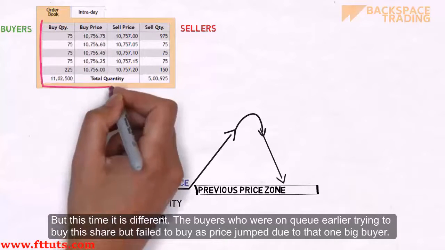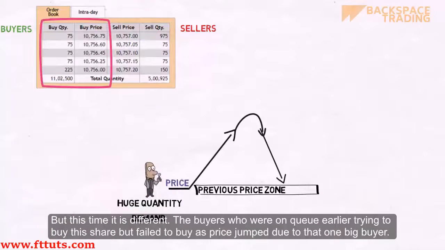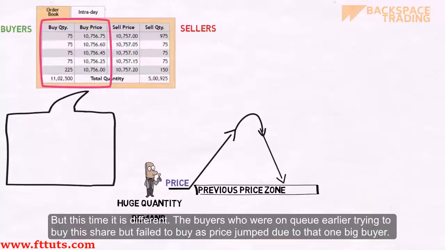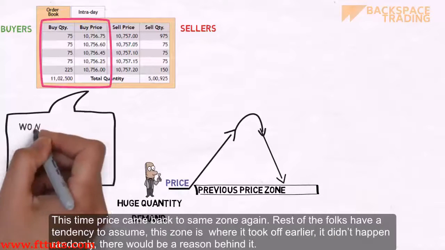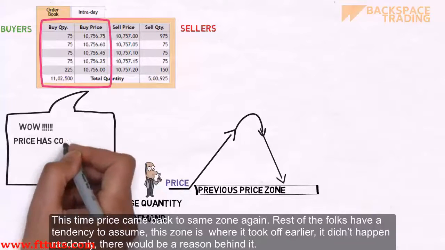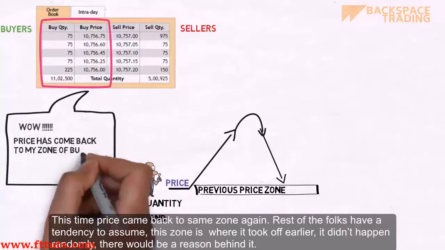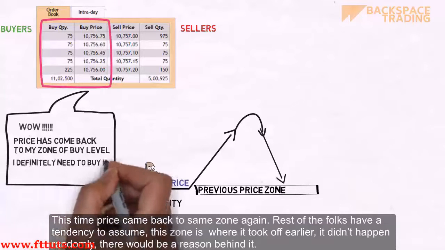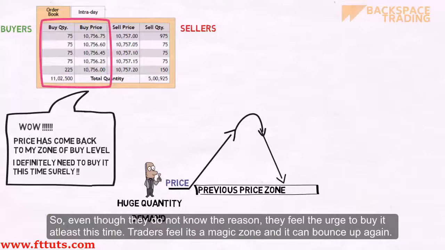The buyers who were in the queue earlier, trying to buy this share but failed to buy as price jumped due to that one big buyer. This time price came back to the same zone again, right? The rest of the folks have a tendency to notice this particular zone where it took off earlier. It didn't happen randomly. There would be a reason behind it. So even though they do not know the reason, they feel the urge to buy it at least this time. Traders feel it has a magic zone and it can bounce up again.